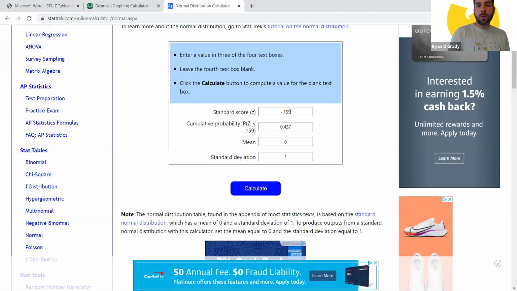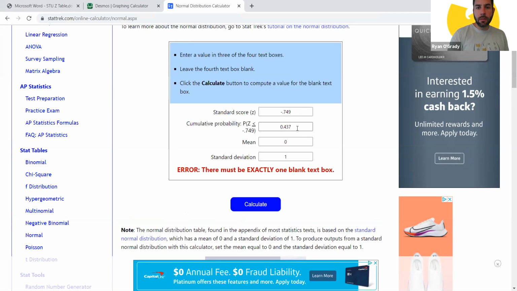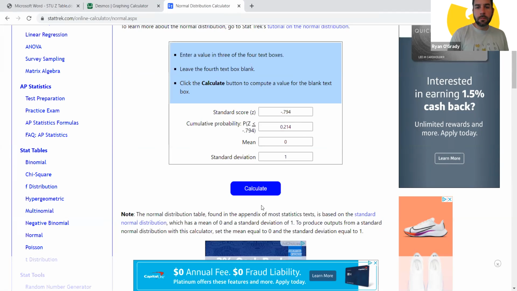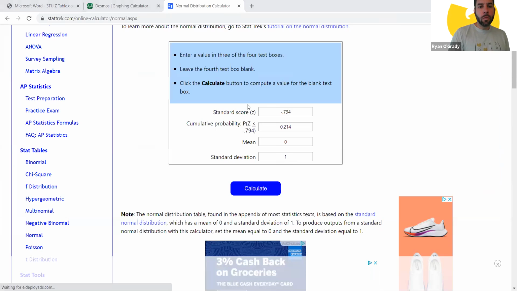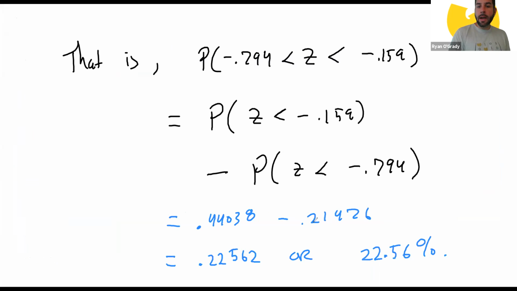What if we did the other one? What was the other one? 0.794, I think that was it. Oh, God, we have to delete this. It was 0.794, and 0.214. Once again, now that one agrees to 3 decimal places, but here we didn't agree. So we ask ourselves, maybe we made an error here.